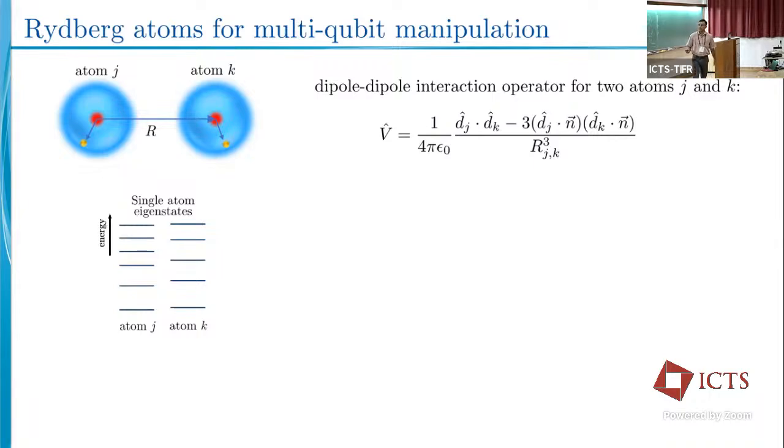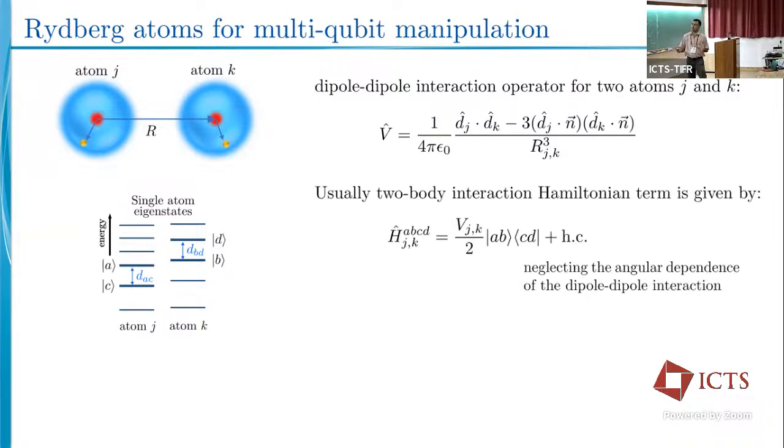If I take the energy levels of this atom and the energy levels of this atom, I'm focusing first here. I'm taking two Rydberg states. I'm calling these A and B, and these C and D. Then this dipole moment is D_AC and this dipole moment is D_BD. If we solve this Hamiltonian, it comes out like this.